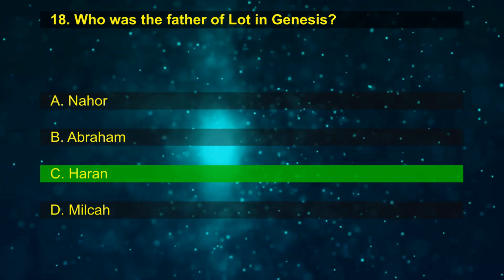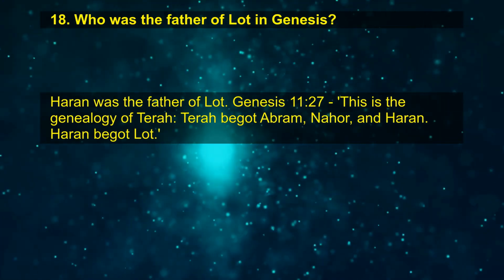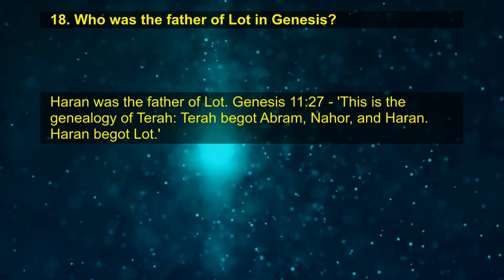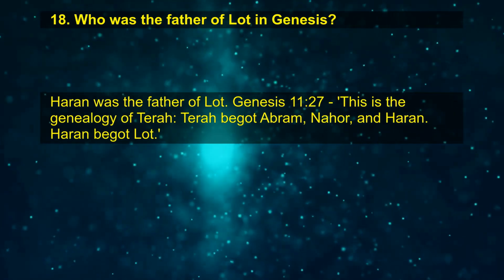Right answer is C. Haran. Haran was the father of Lot. Genesis chapter 11 verse 27. This is the genealogy of Terah. Terah begot Abram, Nahor, and Haran. Haran begot Lot.